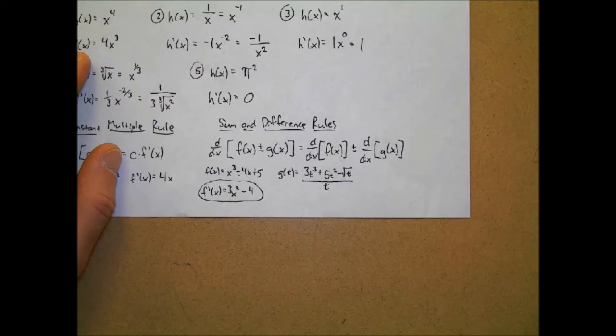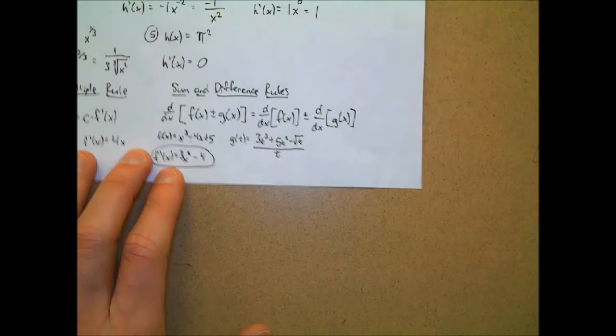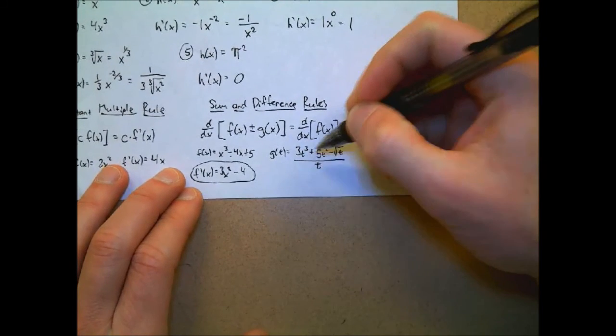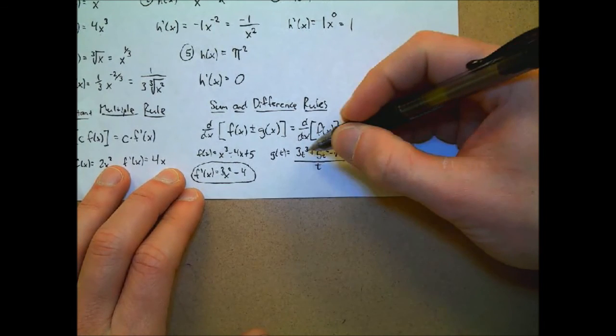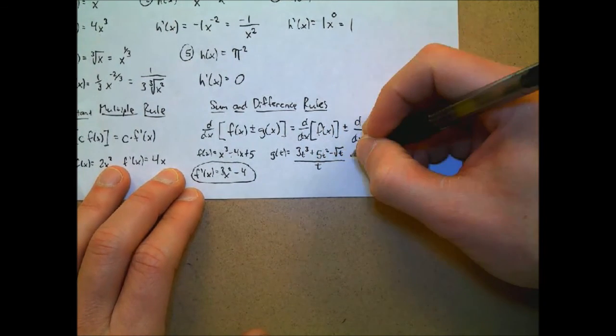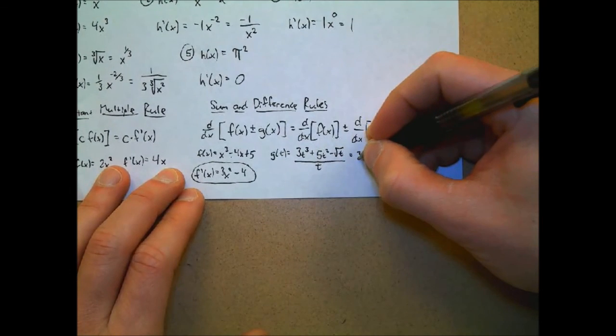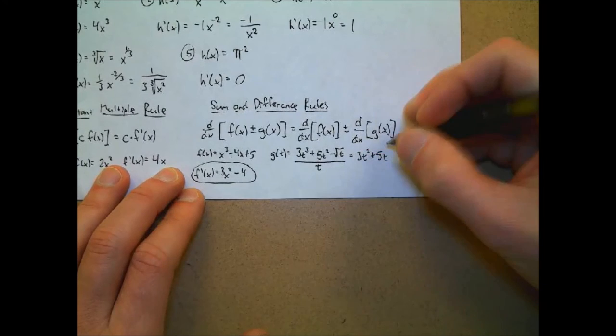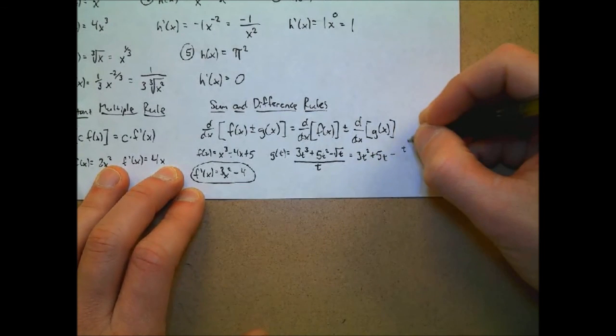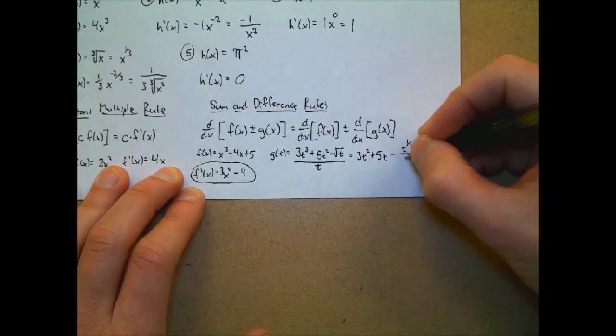How can we simplify this? How do you simplify something like this? You can factor out a t. Yep, that's one way to do it. You could also just break up the fraction, so make it 3t cubed over t plus 5t squared over t minus root t over t. So in other words, just divide each one of these terms by t. So this will equal 3t squared plus 5t, and then I'm going to have to do a little more here. Root t is t to the 1/2 divided by t, right?